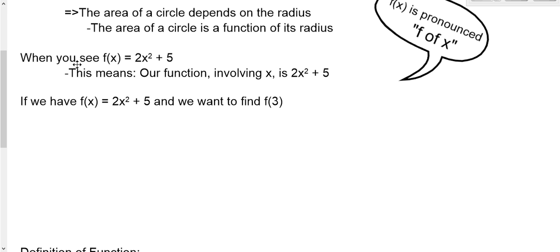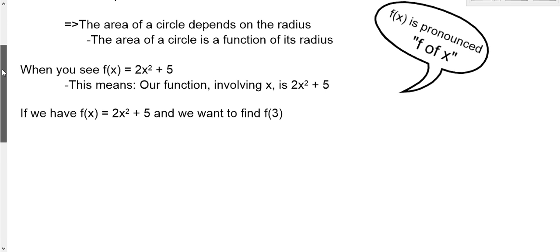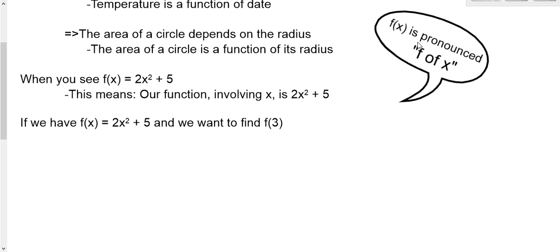When you see the following notation here, this is saying f of x is equal to 2x squared plus 5. The f with the parentheses x is pronounced f of x. And when you see f of x equals 2x squared plus 5, this means that we have a function involving x, and that function is 2x squared plus 5.